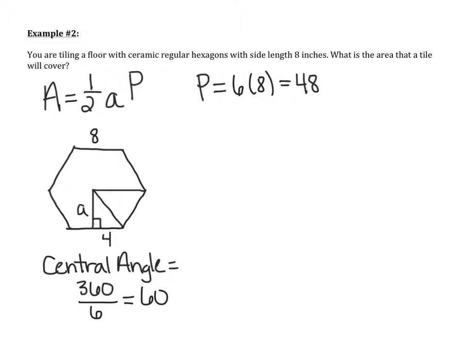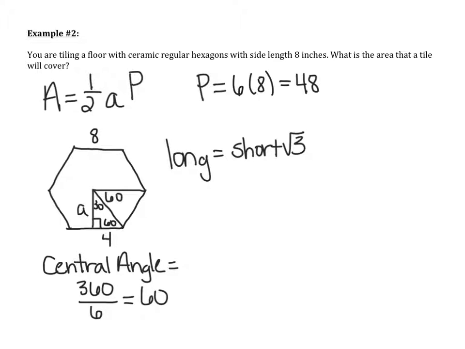So if the central angle is 60 degrees, and the apothem not only bisects this side, but also bisects that angle, that means that this angle right here is 30 degrees, which means that this would have to be 60, and we'd have a 30, 60, 90 right triangle. So we need to remember those formulas. We know that the side across from the 30 degrees is the short side, and the long side is the side across from the 60 degree angle. So we have that formula that the long side is equal to the short side times the square root of 3.